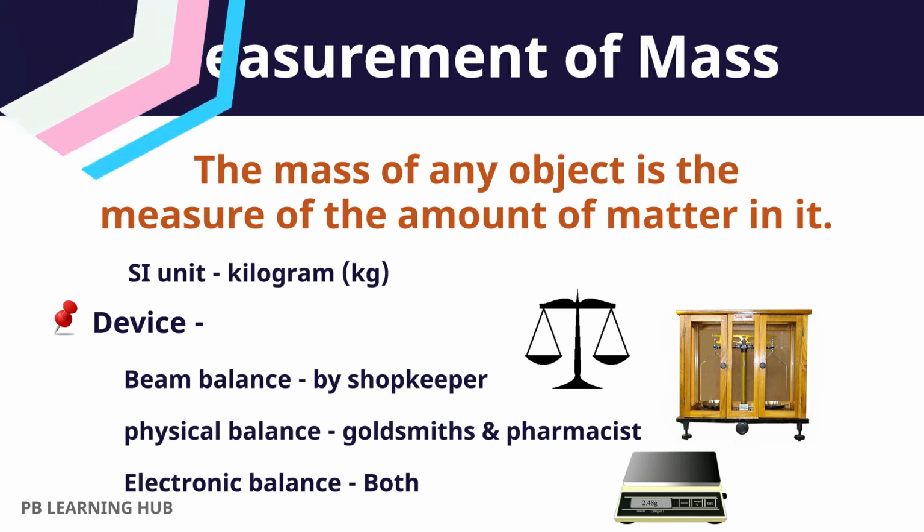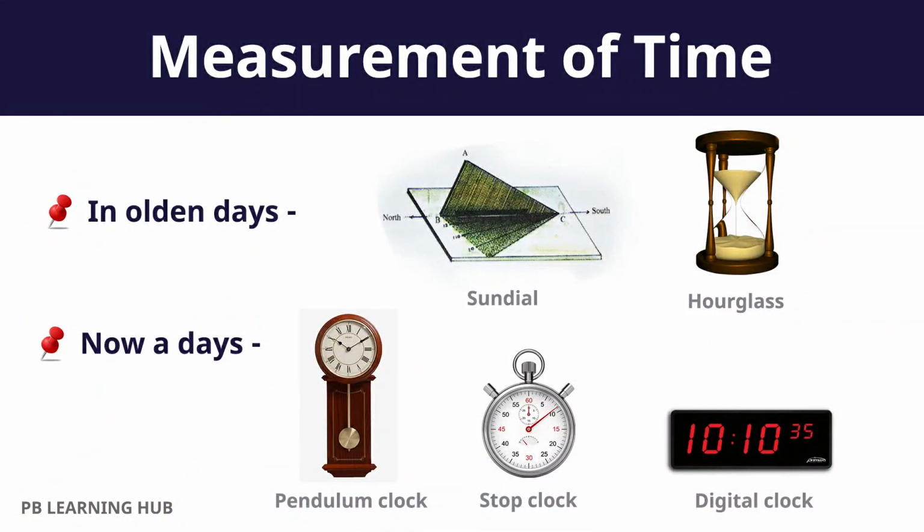Now next topic is measurement of time. In olden days, sundial and hourglass were used to measure time. And sundial is still present at Jantar Mantar in Delhi and Jaipur, and it was built by Maharaj Jai Singh II. Here, people can see the time with the help of sunlight by the forming shadow, and this could not work after sunset. And next is hourglass.